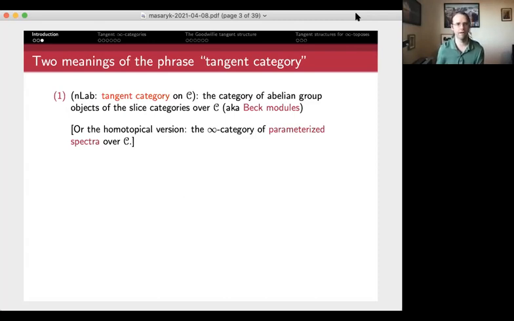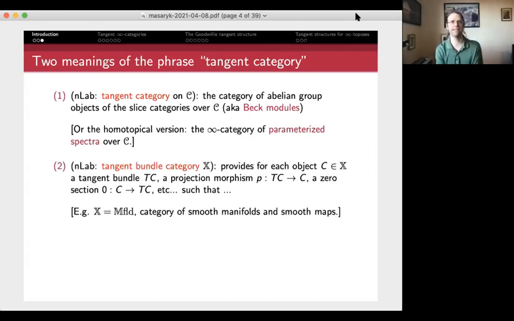The second meaning, which on the nLab is given the name tangent bundle category, is actually the one I'm going to start off talking about, and maybe the one that's perhaps familiar to some of you. If you have a tangent bundle category in the terminology of the nLab, then that gives you, for each object of the category, something that plays the role of the tangent bundle: another object T of C, together with a lot of structure maps that play the role of the usual structure maps you get in the category of smooth manifolds and smooth maps. That category of manifolds is the prototypical example of a tangent bundle category.